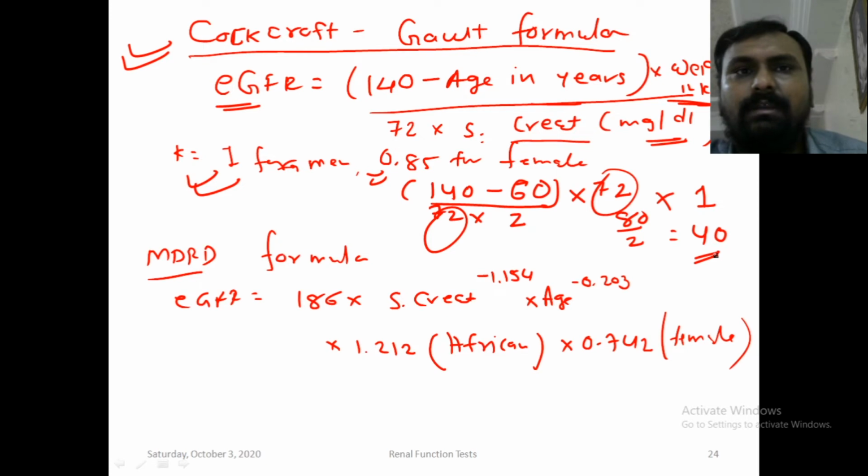Because in the clearance test, what we require is a 24-hour urine output. Here we don't require a 24-hour urine output. It only requires a blood test, that is serum creatinine, right?